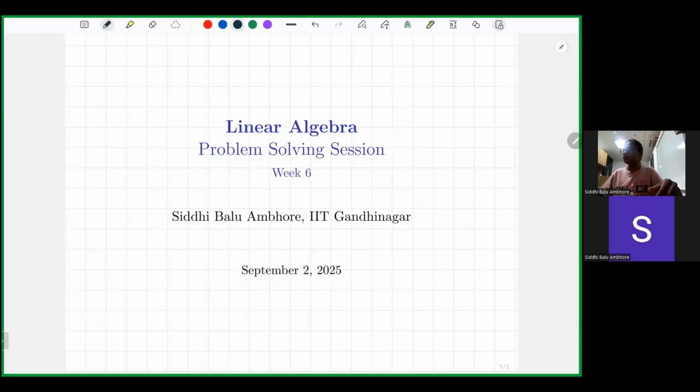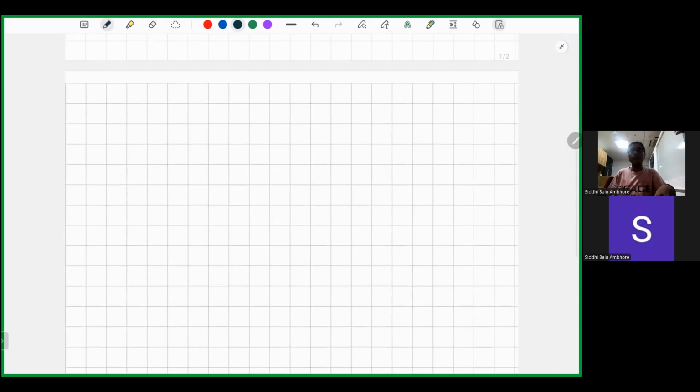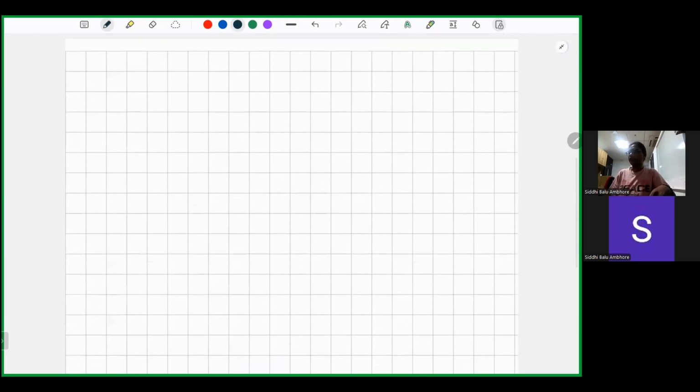So welcome to the problem solving session for the course Linear Algebra. I'm Siddhi Balu Ambore from IIT Gandhinagar, and today we will discuss problems related to the syllabus from week 6, that is problems related to linear maps and the kernel of a linear map and the image space of a linear map.